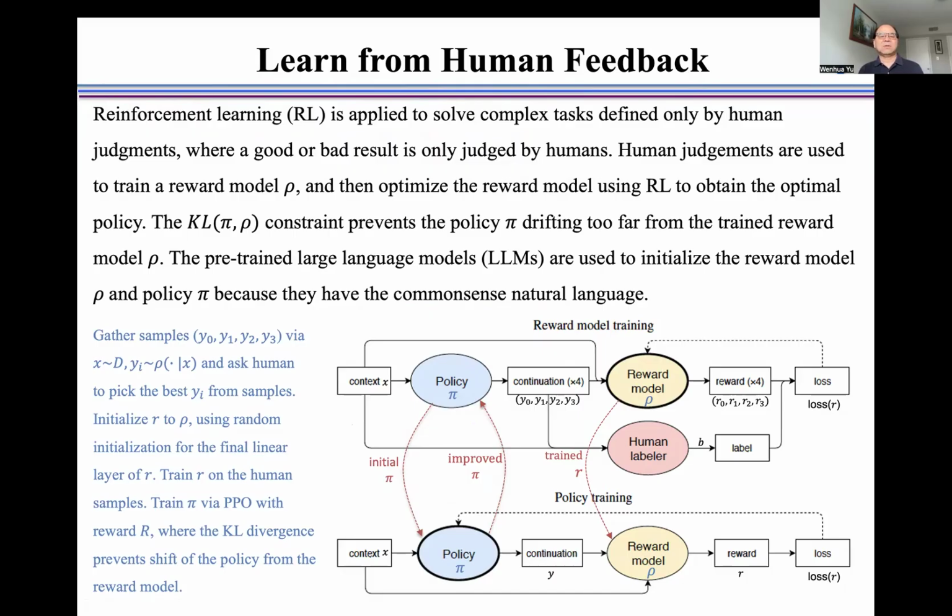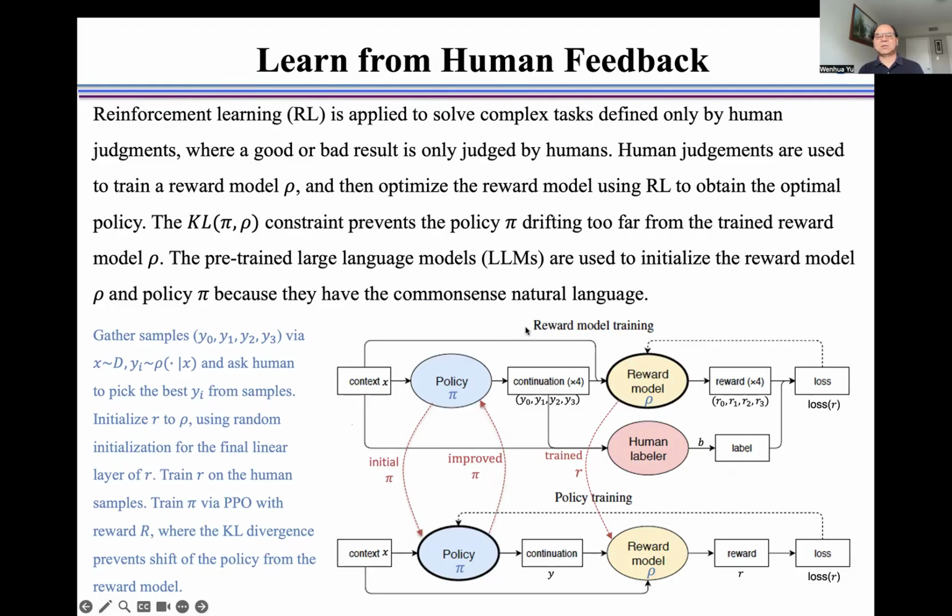The KL constraint prevents the policy from shifting too far from the obtained reward model. The pre-trained large language models are used to initialize the reward model and the policy because they have common sense and natural language.